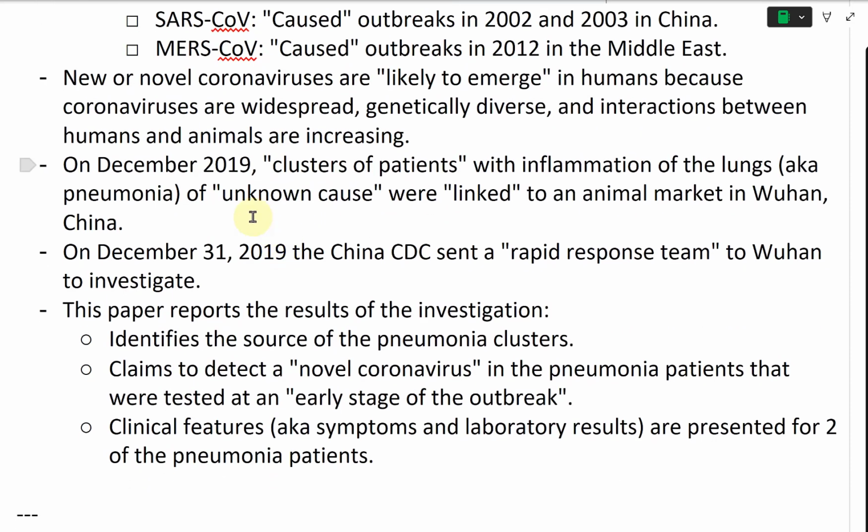And on December 29, 2019, clusters of patients with inflammation of the lungs, aka pneumonia of, quote, unknown cause, were, quote, linked. Again, a lot of these words here are questionable, like what do you mean by linked and so on. Linked to an animal market in Wuhan, China. On December 31st, 2019, the China CDC sent a rapid response team to Wuhan to investigate.